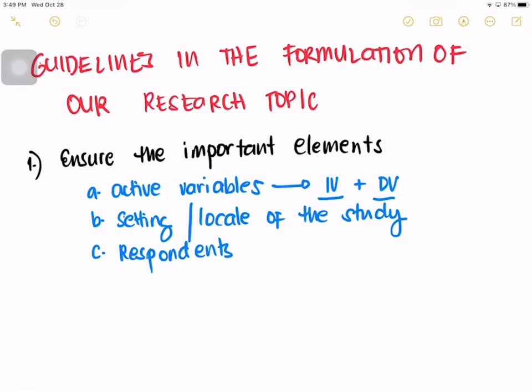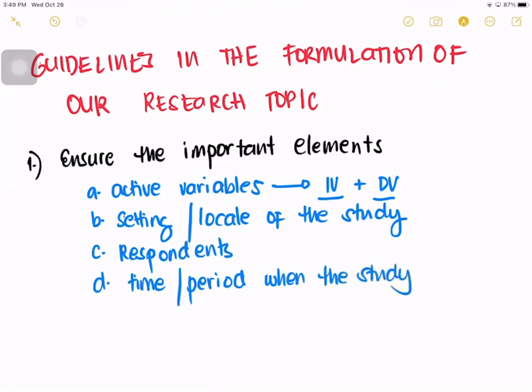And finally, you can also include the time or period when the study was conducted. The time and period here, just like our setting and our respondents, may also narrow down the search for future researchers who will use your study as a reference.